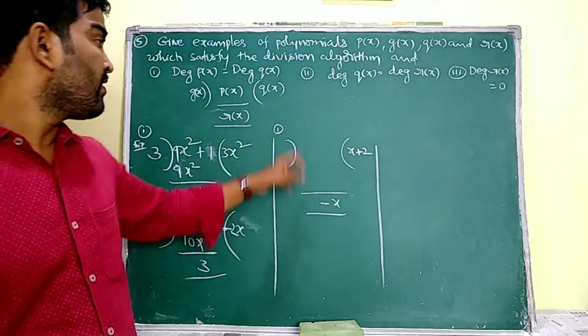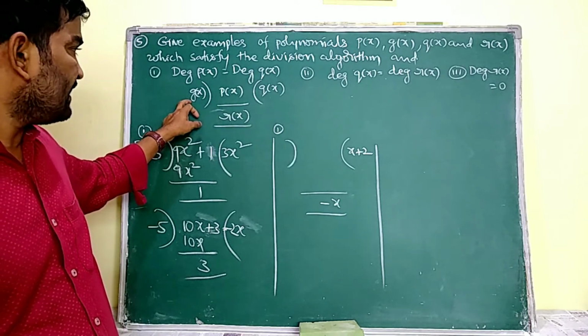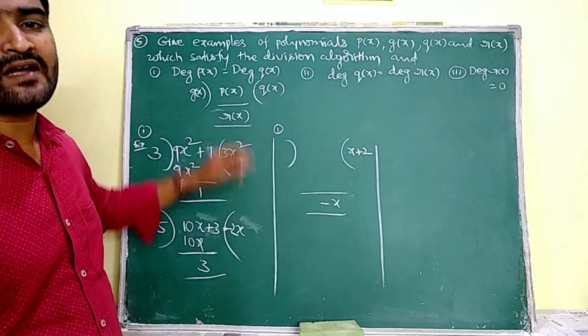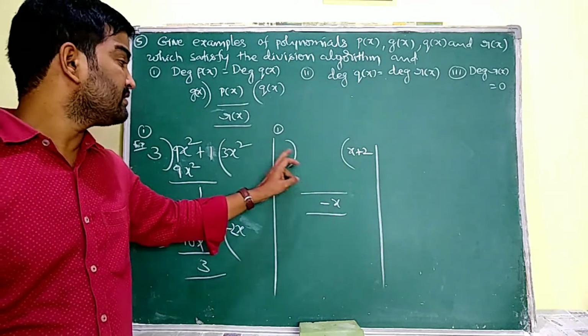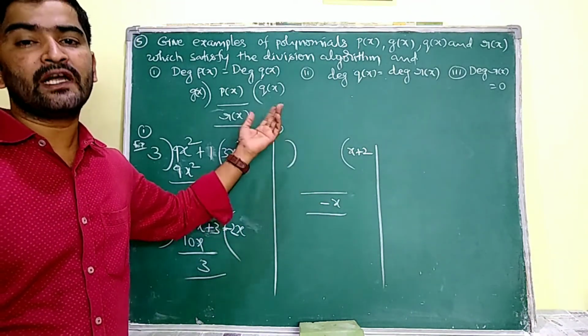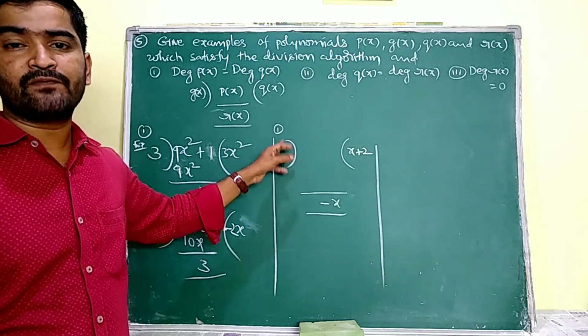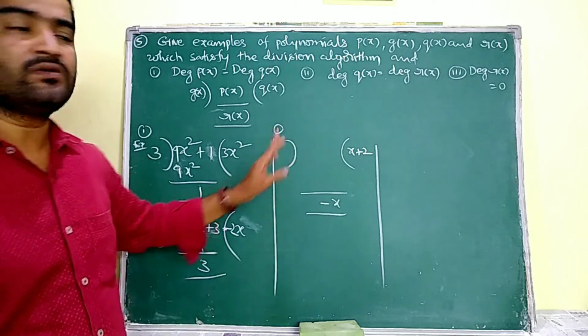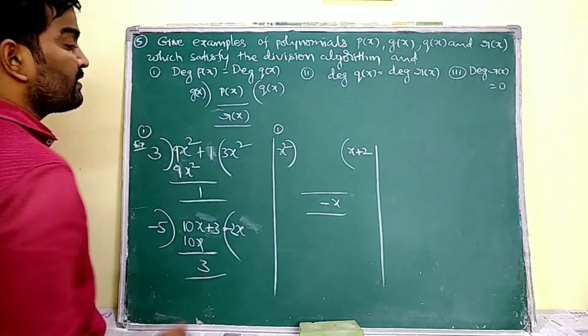Okay, now we know that the degree of g of x is greater than the degree of r of x. Here, r of x has degree 1, so g of x may have a degree more than 1. You may take degree 2, 3, 4, 5, like that. More than 1 you may take. I am just going to write x square here.